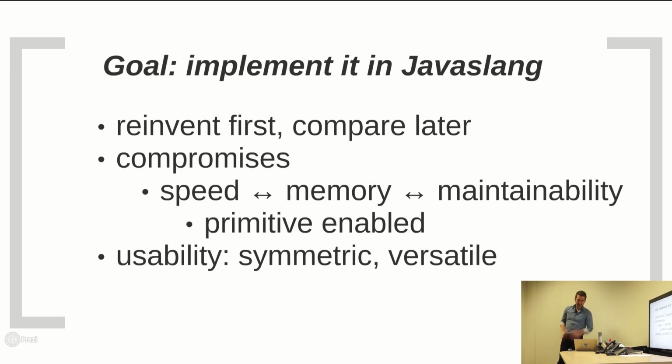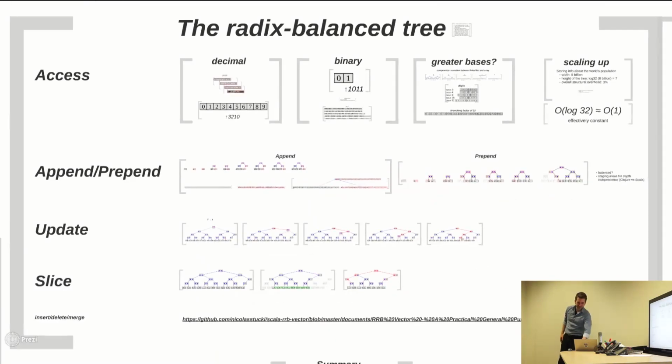This implementation automatically supports primitives without wrapping them, also gaining considerable memory advantage. And usability-wise, it's completely symmetric. I want you all to meet the Radix-Balanced tree.